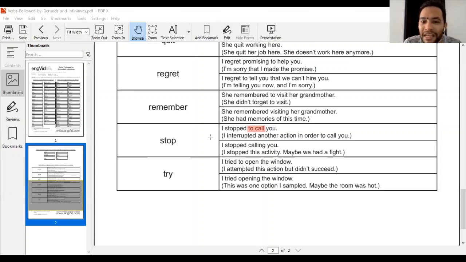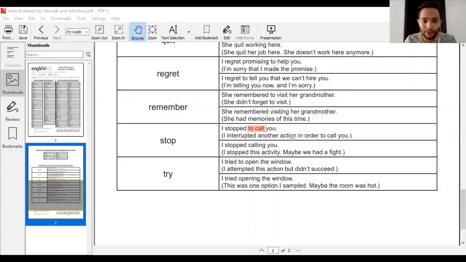What do you think is the meaning in Spanish of this sentence? I stopped to call you. Take a look at the intention in parentheses. I interrupted another. Para llamarte. Can you say it again, Miss Cynthia? Me detuve para llamarte. So, you stopped doing something in order to do a different action, right? So, se detuvieron de hacer algo o de hacer una acción para hacer otra acción diferente.